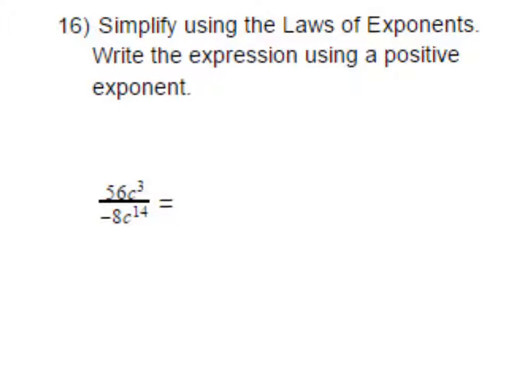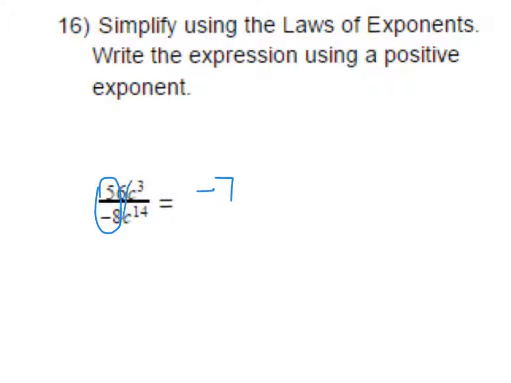Number 16, simplify using the laws of exponents. Write the expression using positive exponents. So first thing we're going to do, number divided by number. 56 divided by negative 8 is negative 7. Now that's not a negative exponent. It's a negative number. We don't have to do anything about that.